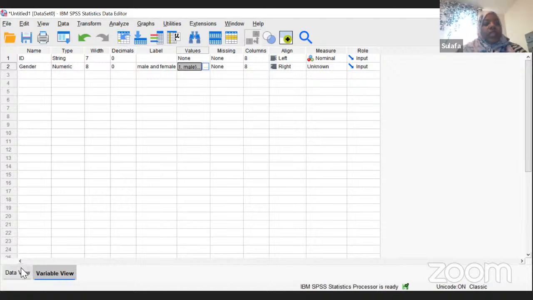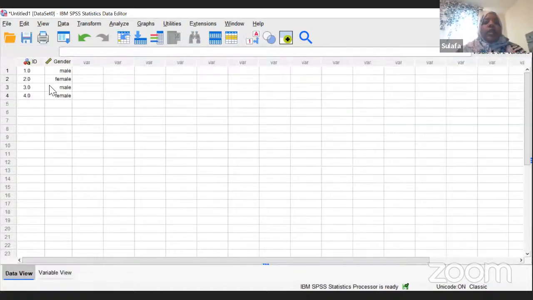And when we go to the data view, it still will be the codes 1 and 2. Oh, sorry, you can change it from here. So it's still there, the codes 1 and 2. But if you look at this icon, the value labels, it will change them to male and female.